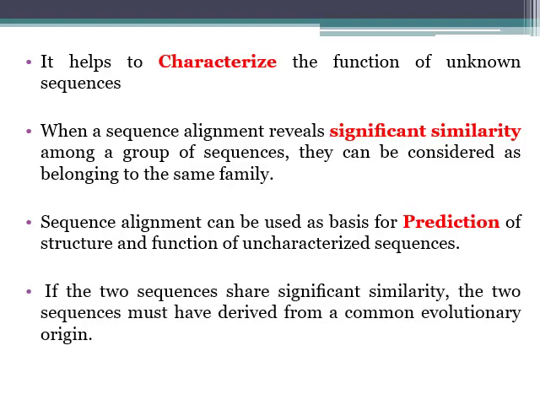If two sequences share significant similarity, the two sequences must have derived from a common evolutionary origin. With the help of sequence alignment or sequence similarity, we can establish the evolutionary relationship among the sequences. If they are sharing significant similarity, then we can say that they are sharing a common ancestor. And if they are not sharing significant sequence similarity, then we can say that they are very diverse sequences. They are not sharing any kind of evolutionary relationship with each other.